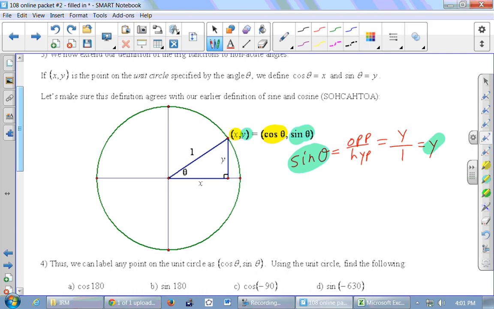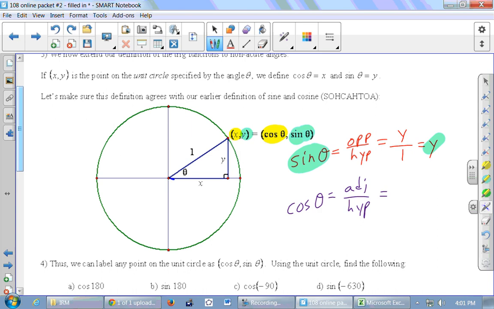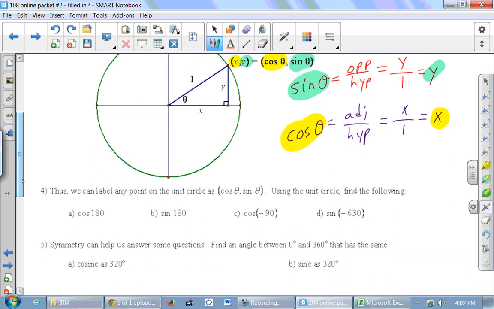And if we played the game with cosine, SOHCAHTOA says cosine is adjacent over hypotenuse. Which side is the adjacent side for this angle theta? It's x, divided by the hypotenuse in that triangle, which is 1. And lo and behold, the cosine of the angle matches perfectly with the x, which is what we had said here. Cosine is the same as x. Thus, we can label any point on the unit circle as cosine theta, comma, sine theta. That's really important. Cosine theta is always first, sine theta is always second. It's got to be a unit circle. We'll see non-unit circles in a few minutes.